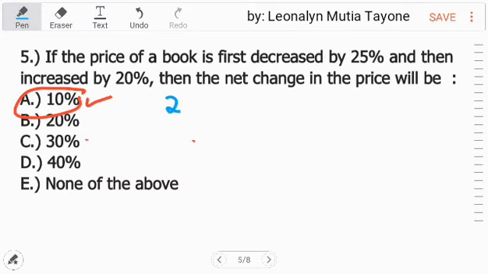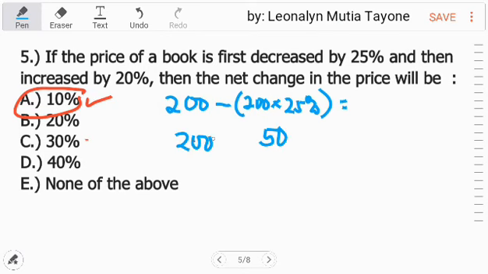200. If the price of the book is first decreased by 25%, so 25% of this 200 is what? About 50. Yes. So 200 minus 50, and that is 150. So this is the first, we decreased.